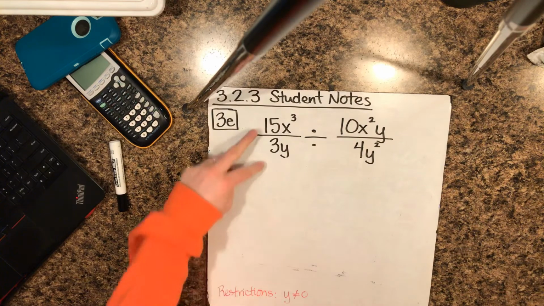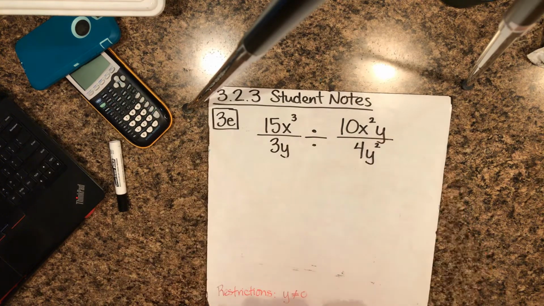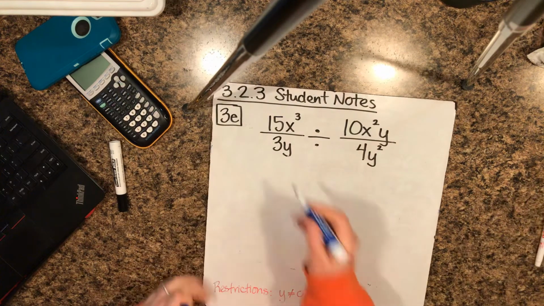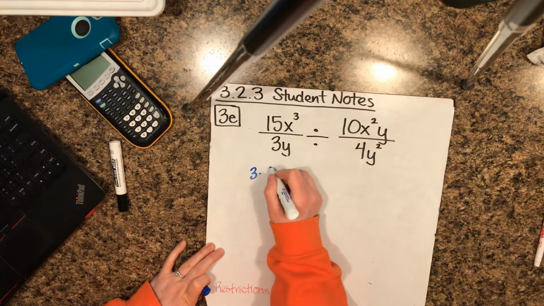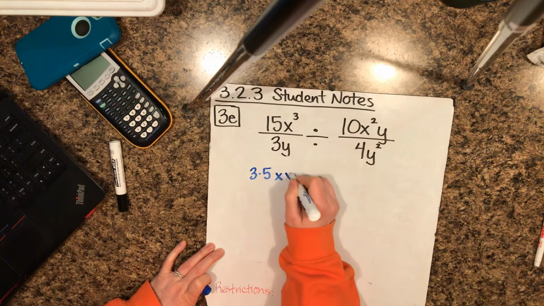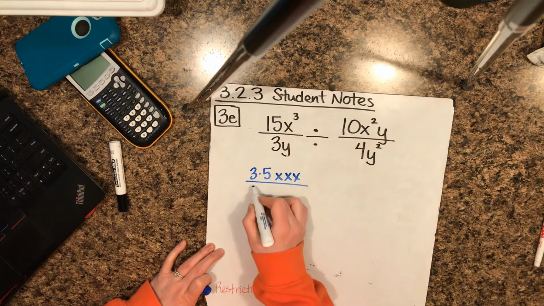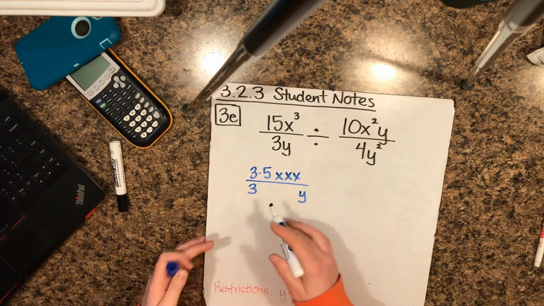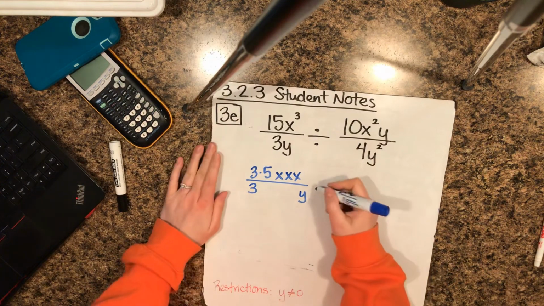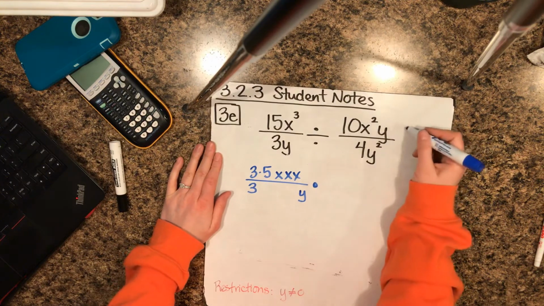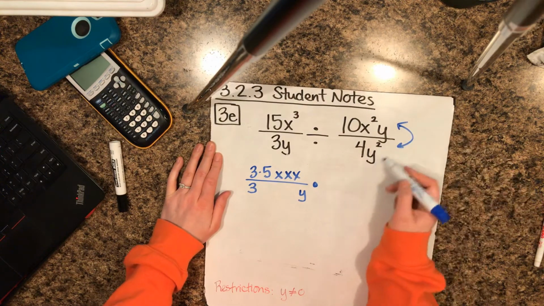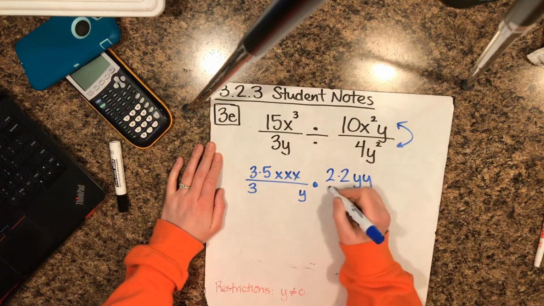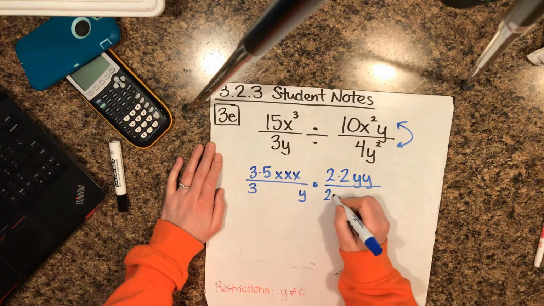Then I said I'm going to break these down a little bit, and I'm going to make sure that I flip the second one to turn this into multiplication. When I break this one down, 15 is 3 times 5, x cubed is x times x times x. You don't have to do this, but sometimes it helps to see what things can be canceled when you lay them all out like that. And again, I'm going to multiply and I'm going to flip. When I flip, the 4 goes to the top, so 2 times 2, y squared is y times y. 10 is 2 times 5.